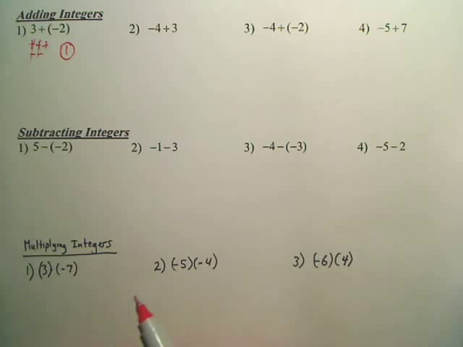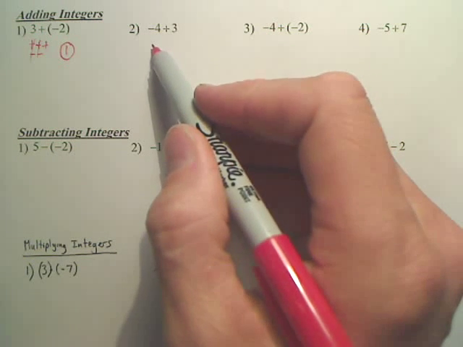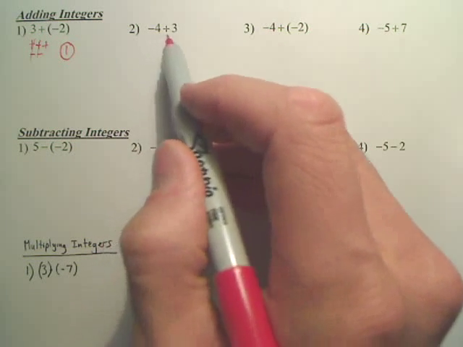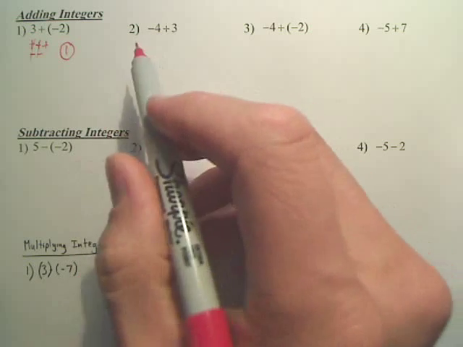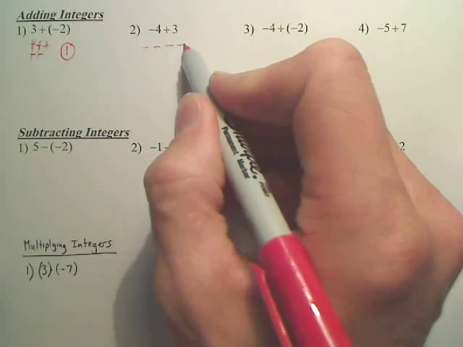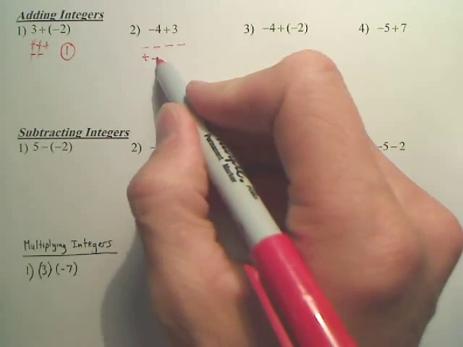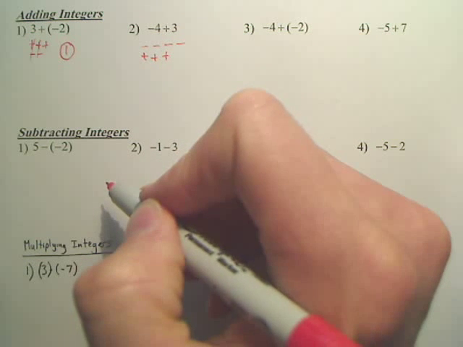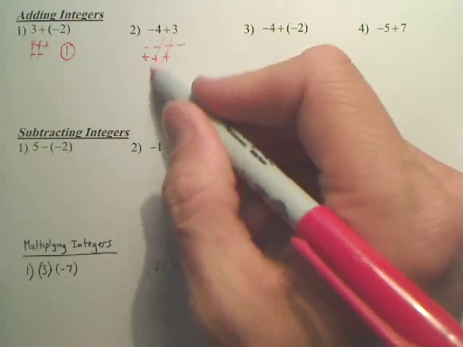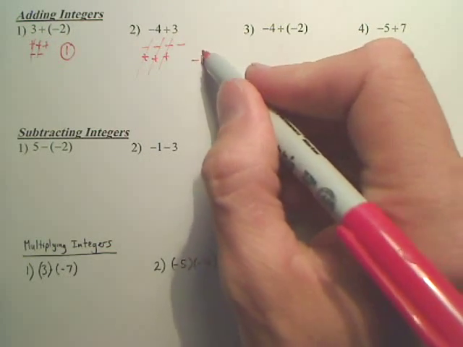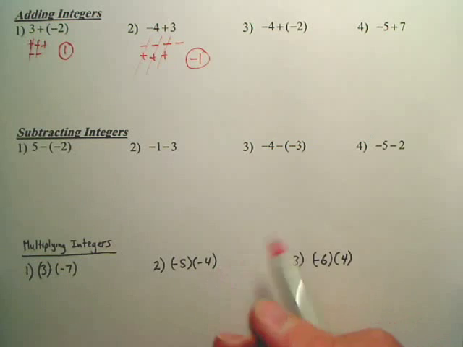In your head, just think of it, you have positives and negatives, you have good and bad. What's going to happen? What's left? On number 2. Who has more? The good or the bad? The bad guys have more. There's 4 bad, 3 good. Who's going to win? The bad guys, because these cancel. You have a negative 1 left.